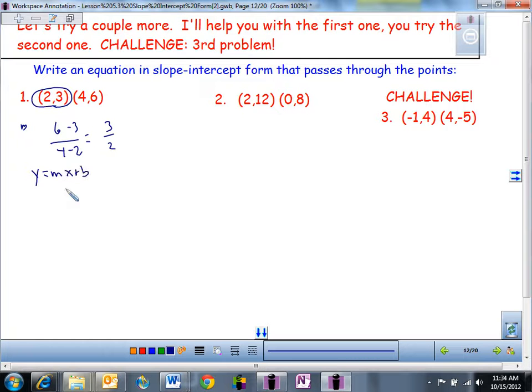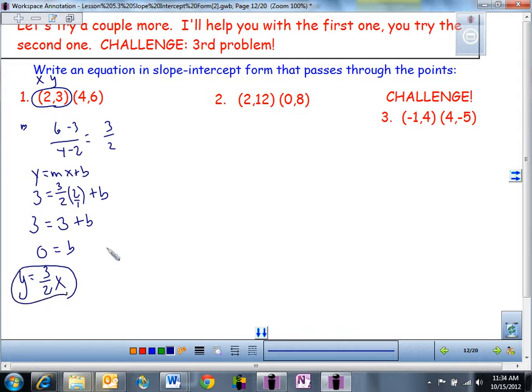And we're plugging in for y equals mx plus b. So this is my x, and this is my y. So I get 3 equals 3/2 times 2 plus b. Simplify. This is really 2 over 1, so the 2's are going to cancel, and we get 3. So if I subtract 3, I get 0. So writing my equation, I get y equals 3/2 x plus 0, so I'm not going to write the plus 0. You try number 2.